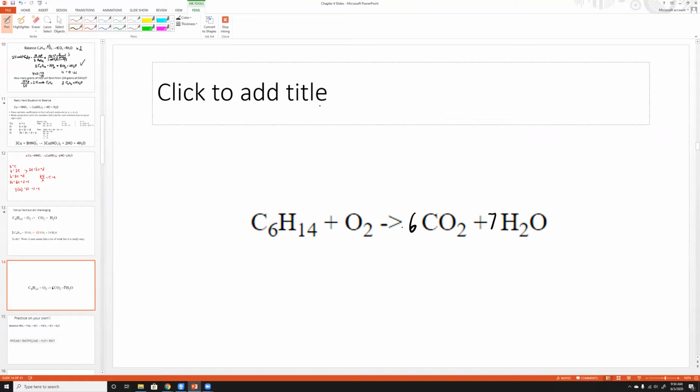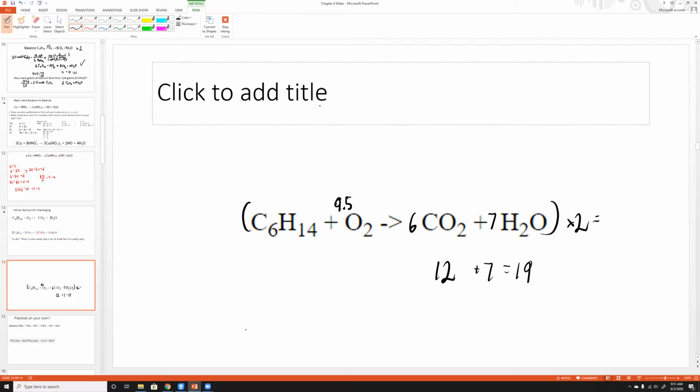All right, let's see how many oxygens there are on the right. There is 6 times 2, which is 12, plus 7 times 1, which is 7, is 19. So now we have O2 and we have 19. So what is the multiple of O2 that goes into 19? It's going to be 8.5. Or no, 9.5. Okay. So we have 9.5 O2, and then we can multiply the entire equation by 2 like we did before.